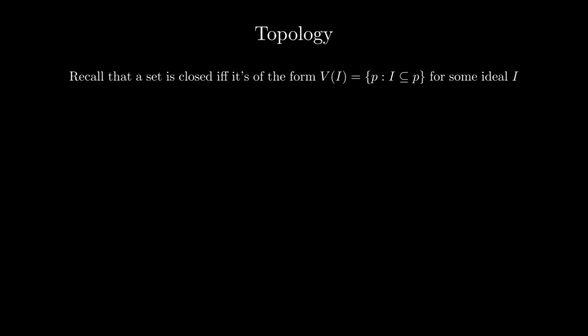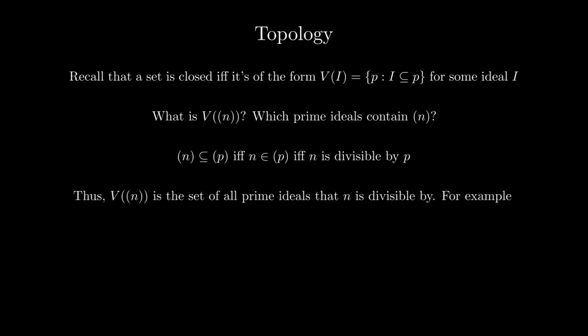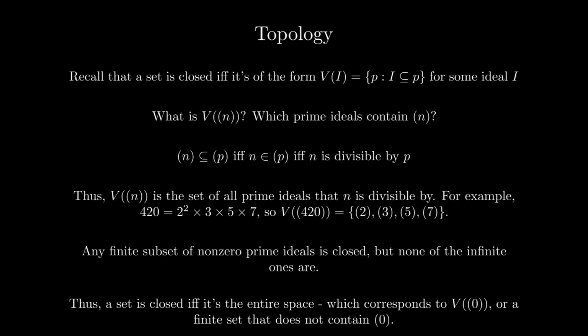Now let's look at the topology. Remember that the closed sets are the sets of the form V(I), where I is an ideal. What is V(n)? Well, n is in a prime ideal P if and only if n is a multiple of P. So V(n) is the set of all prime numbers that n is divisible by. Thus, the closed sets are the finite subsets of non-zero prime ideals and the entire space.